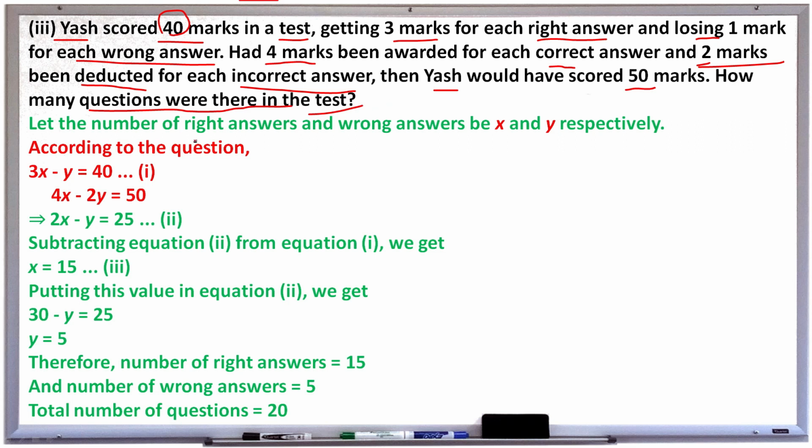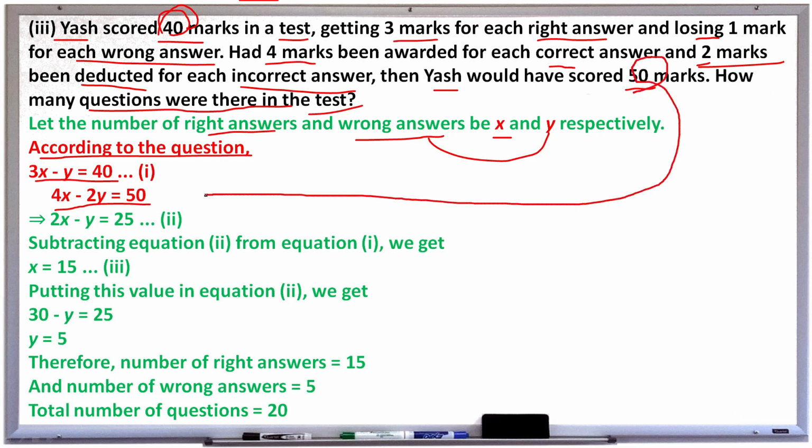Now let the number of right answers be x and wrong answers be y. According to the question, 3x minus y is equal to 40. He scored 40 marks. And 4x minus 2y is equal to 50 marks. That means he is getting 50 marks. Simplifying this one, 2 is common, so the whole equation divided by 2 will become 2x minus y is equal to 25.